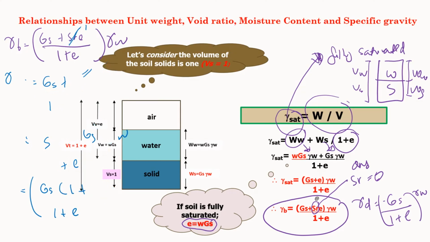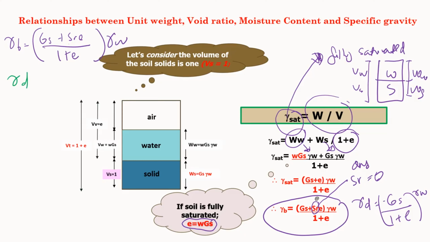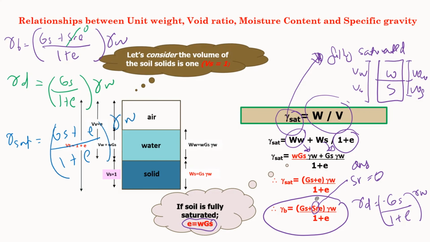Okay, for dry, because we know that for dry, SR is equal to 0, so you will have GS over 1 plus E unit weight of water. So we have completed everything. Okay, another one is for gamma sat, just rewrite back, equal to (GS plus E) over 1 plus E, times unit weight of water.